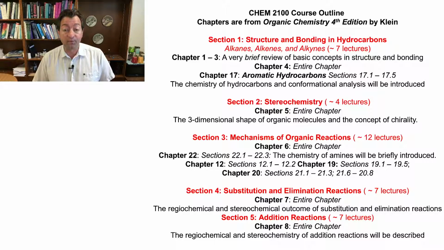We'll do all of chapter 4 and look at hydrocarbons and a little bit on aromatic hydrocarbons because it fits in quite well with the things we talk about after that. We're going to do chapter 5 on the stereochemistry, the three-dimensional shape of organic molecules, and introduce the concept of chirality. And that leads us into mechanisms of organic reactions. How do these organic molecules react with each other?